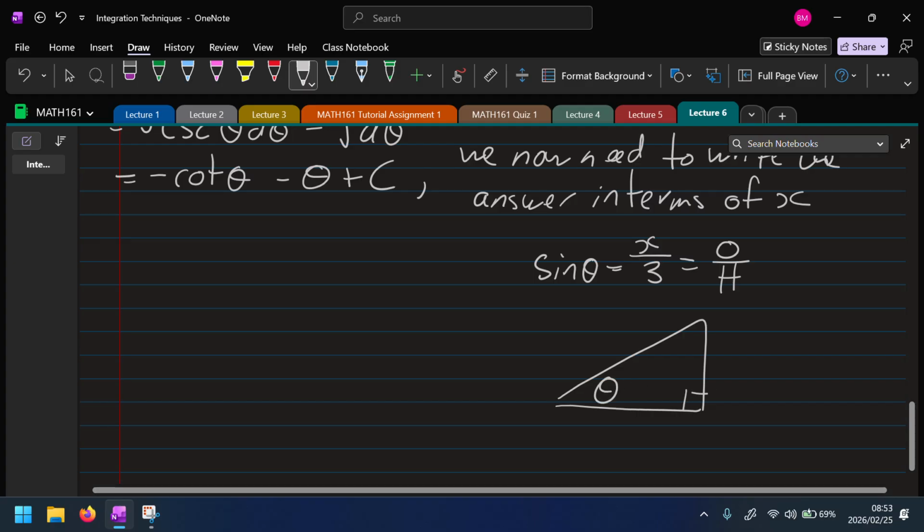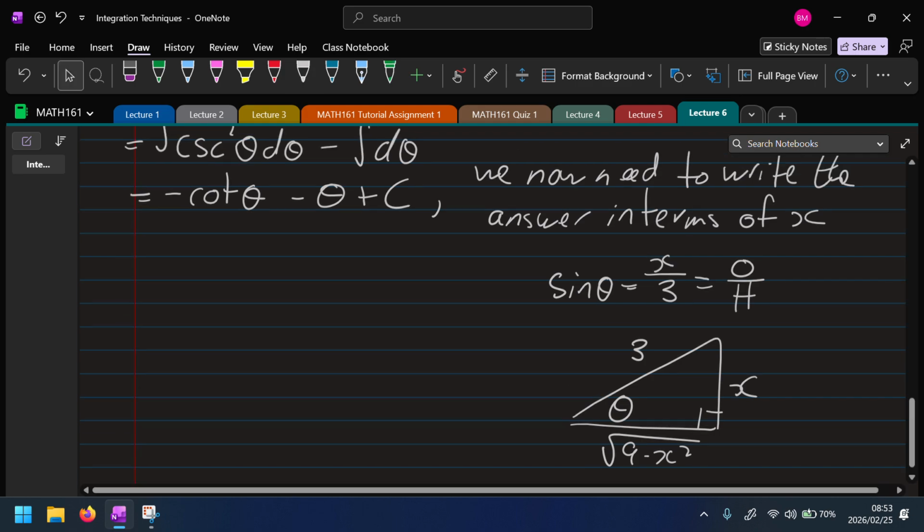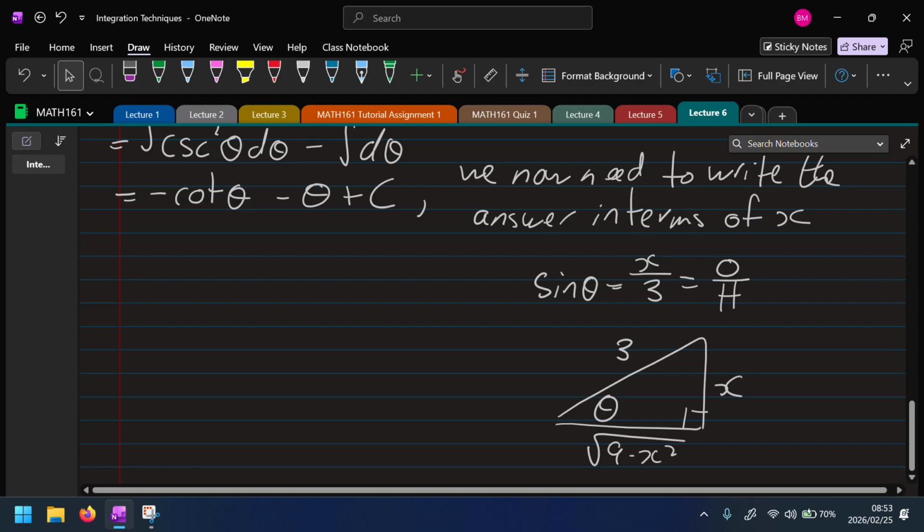So we have theta over here. From the ratio with sine, we see x is on the opposite. 3 is on the hypotenuse, so we put a 3 there. And then the adjacent is just what's left over from Pythag, right? We've got opposite, we've got hypotenuse, now we need adjacent. That's going to be root 9 minus x squared. Right, it's just trig to find the missing side. Now that we have all 3 sides, we can find all of the ratios that we need.